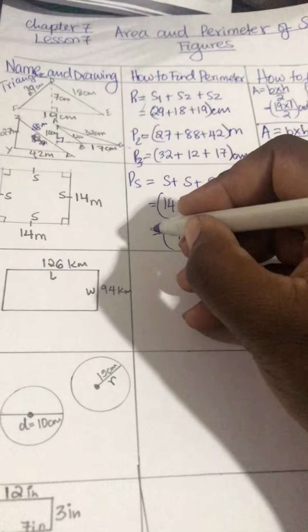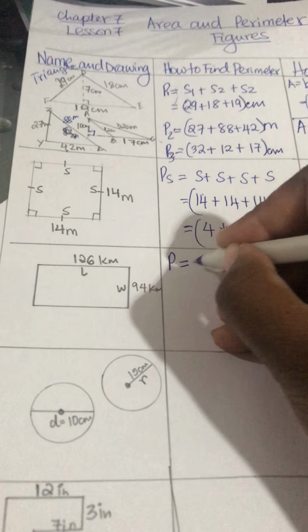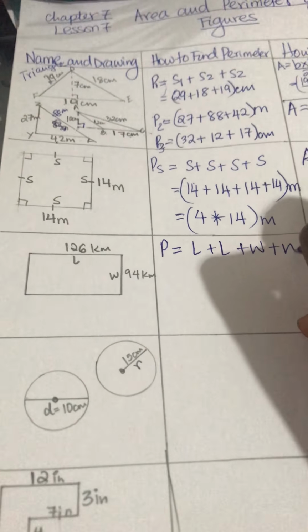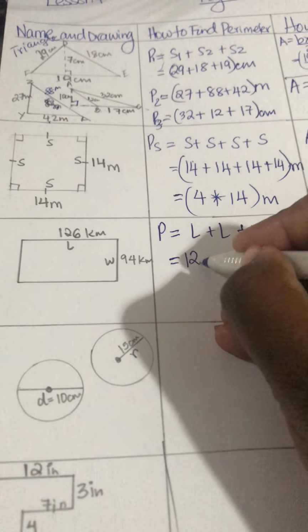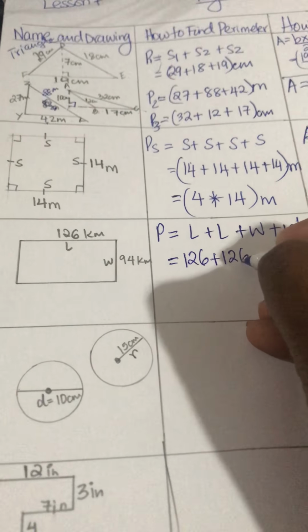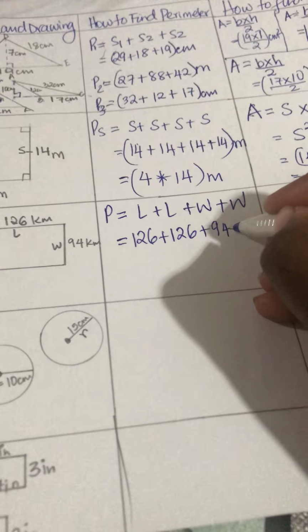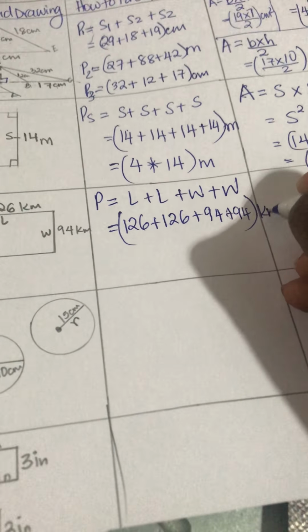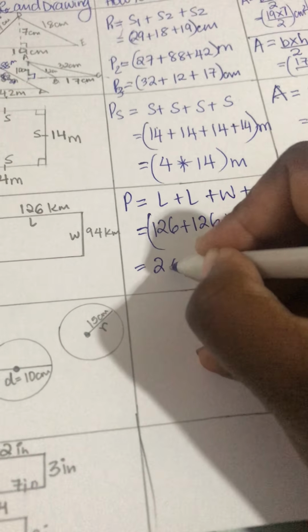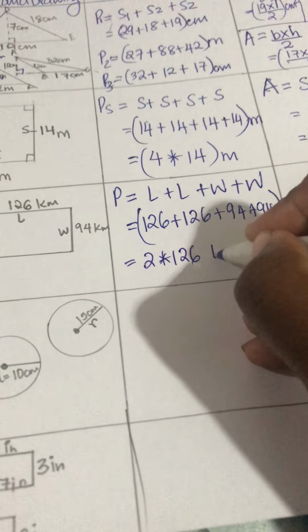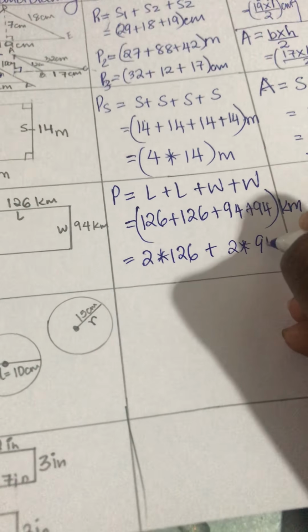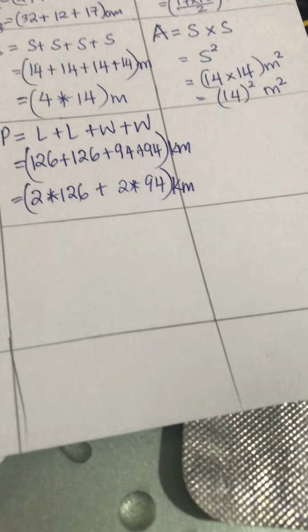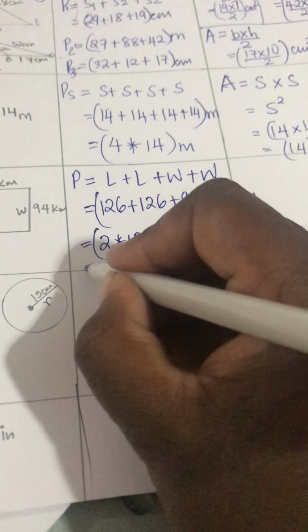Let's do perimeter of a rectangle. Perimeter equals length plus width plus length plus width. 126 plus 126 plus 94 plus 94, together with my units, kilometers. Or 2 times 126 plus 2 times 94 kilometers, like that. You solve and get the answer.